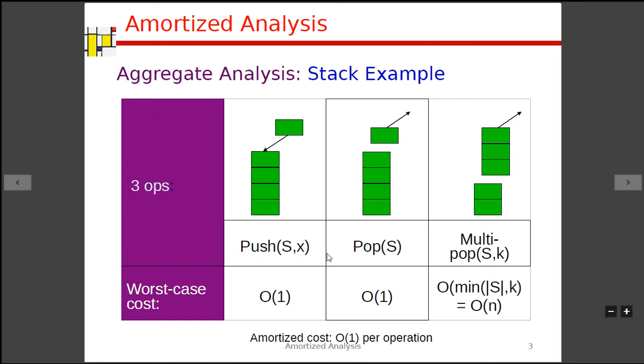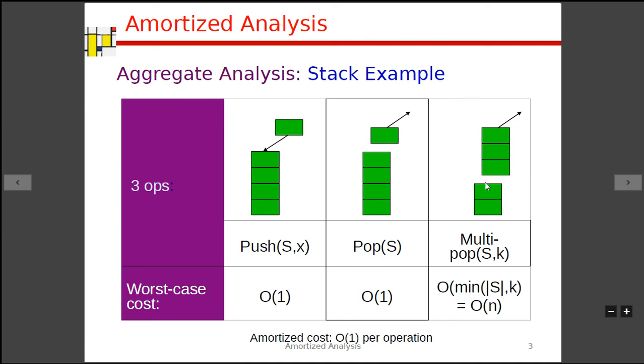Let us first understand the first operation, that is push. So here push S, x, where x is the element which we are going to push onto the stack. The worst case complexity of this operation is big O of 1. As well, whenever we are performing the pop operation on the stack, it removes the topmost element from the stack. So in this case also, the worst case complexity is big O of 1. But the most interesting operation is multi-pop.